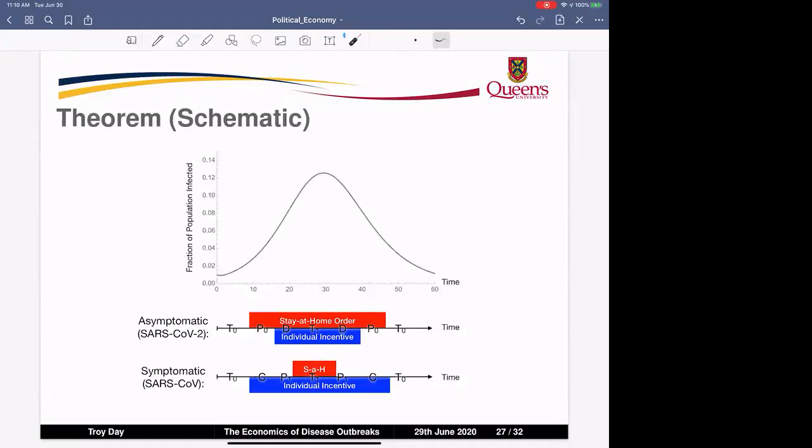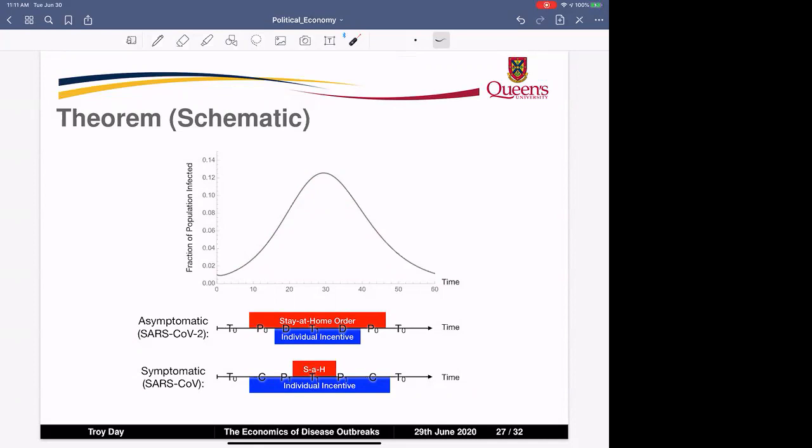So this is the fraction of people infected. I've lumped all different kinds of infections together just for a schematic here. So there's an infection that happens over time. And then I'm considering asymptomatic transmission or symptomatic transmission. And again, roughly thinking of it as COVID-19 or SARS from 2003. And so the consequences of this are what I showed at the beginning. This was that slide I showed, which was one of the two main slides you should take home.